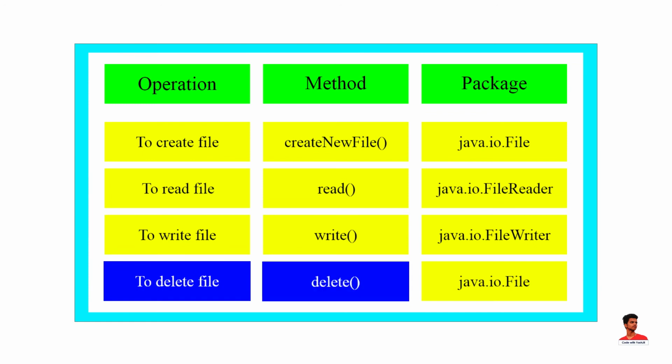We can use the delete method of the File class to delete the specified file or directory. It returns true if the file is deleted, false if the file does not exist.